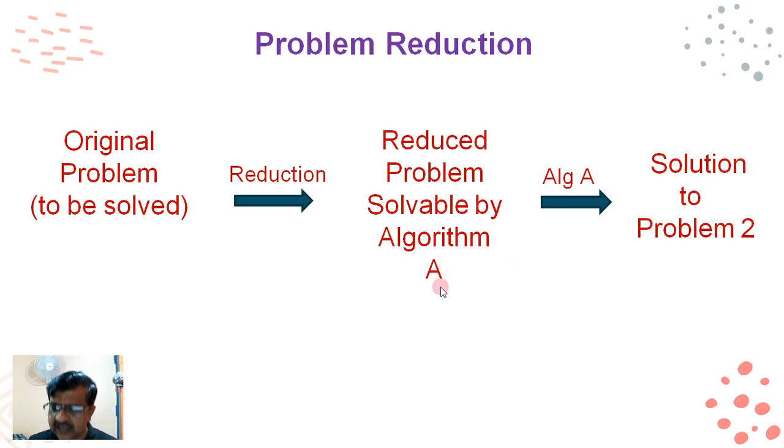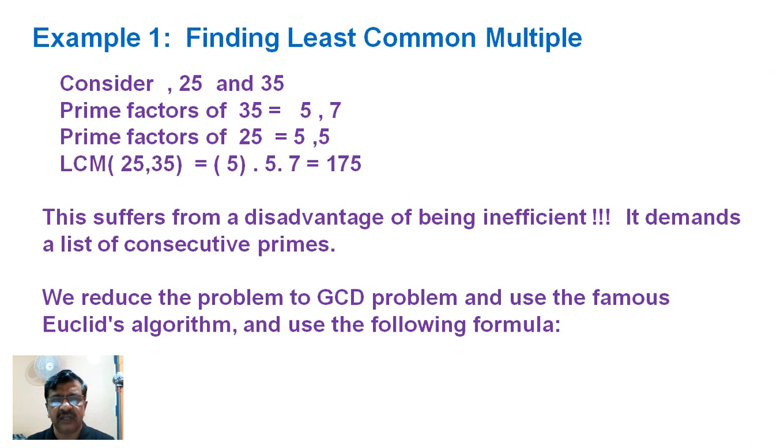Say algorithm A is available, to be specific. Using this algorithm A, we totally solve this reduced problem and the solution to problem 2 is obtained. This altogether means obtaining the solution for the first problem kind, that is the original problem kind. We will discuss several examples over here, at least 5 to 6 examples, which befit the reduction.